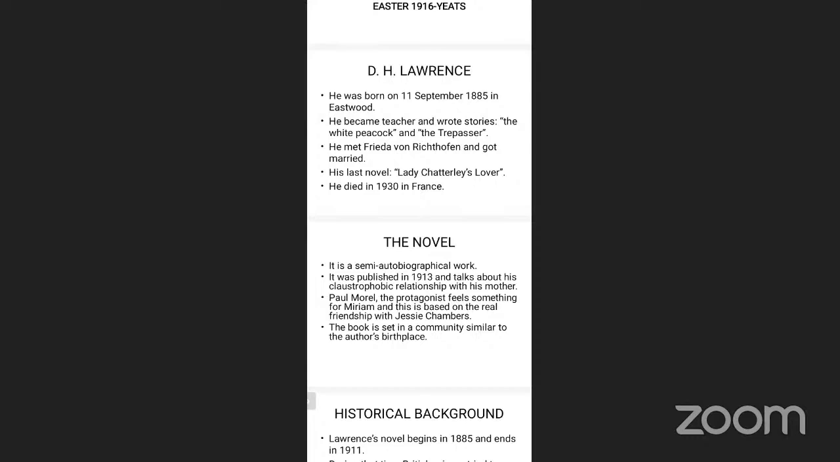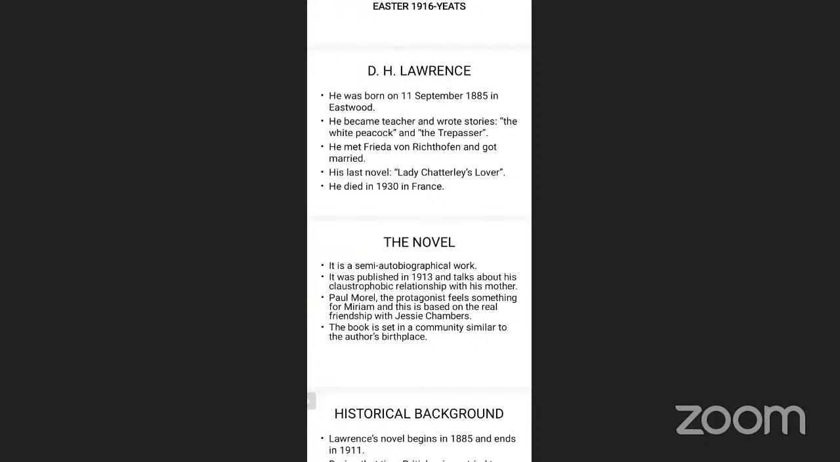He was very famous at the time, but he was also very scandalous because of writing novels dealing with some sexual aspects of society. One such famous novel is Lady Chatterley's Lover. This novel was banned at the time, but now it's one of the most popular novels in the world. D.H. Lawrence was an Englishman, born on 11 September 1885 in Eastwood, and he died in 1930 in France.